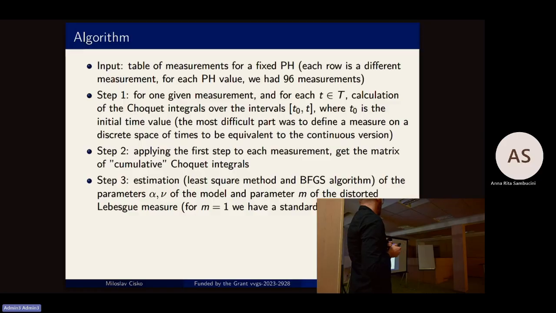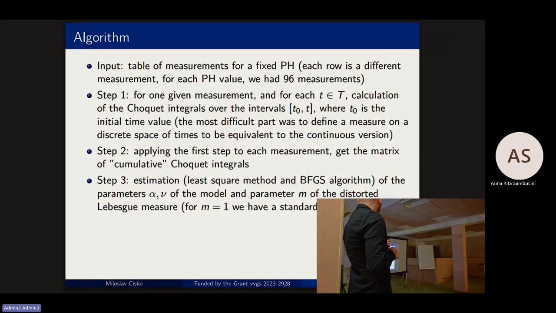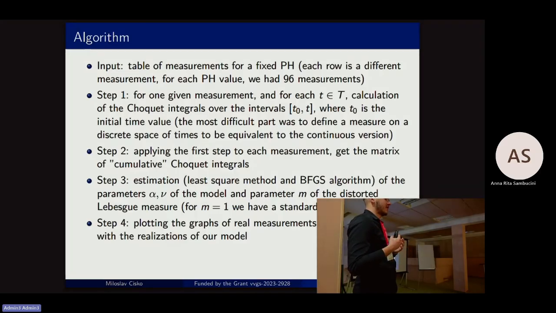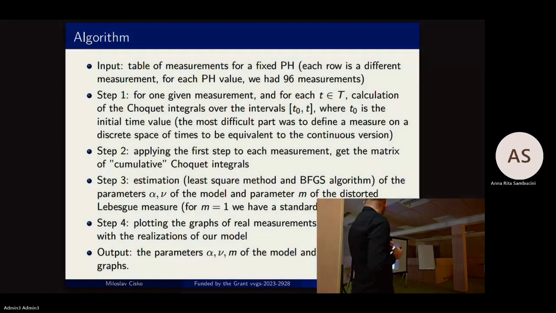And then we did the estimation. We used the least squares method and the BFGS algorithm, which is a Python NumPy algorithm for the estimation. And we estimated the parameters alpha, nu, and the parameter m of the distorted Lebesgue measure. And then in the end, we just plotted the graphs of the real measurements so we could compare if our model works well. So the output was those three parameters and the graphs.